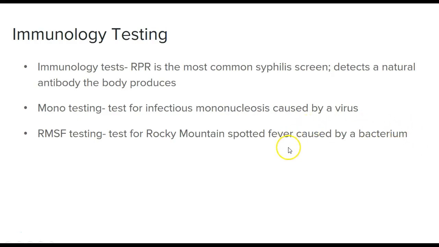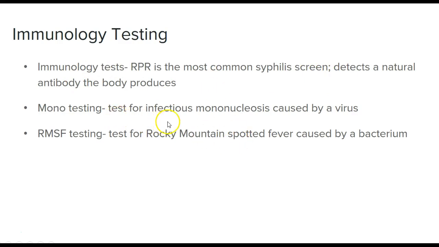Okay, immunology test. This is just a small amount. There's tons of tests that we do where we look for antibodies. The RPR is the most common test that we do in immunology. It's a test for syphilis, and it detects an antibody that our body produces if we're exposed to syphilis.